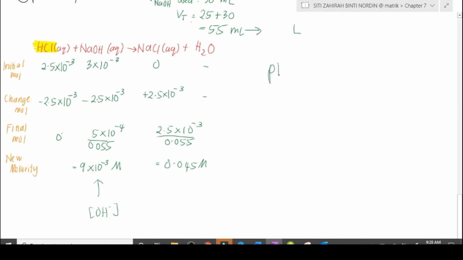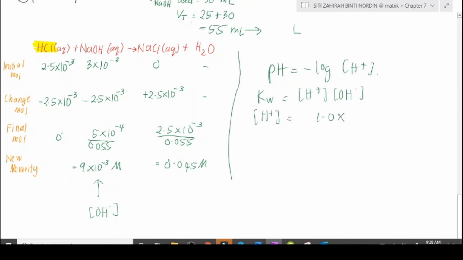But for pH, we need to find the concentration of H+. Okay? So we're going to use the formula of Kw. So our concentration of H+ would be 1 times 10 to the power of minus 14 divided by 9 times 10 to the power of minus 3. So we've got the concentration of hydrogen ion as 1.1 times 10 to the power of minus 12 molar.